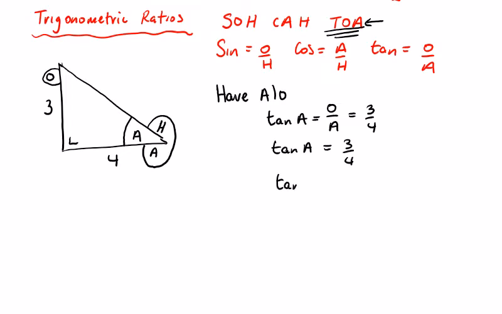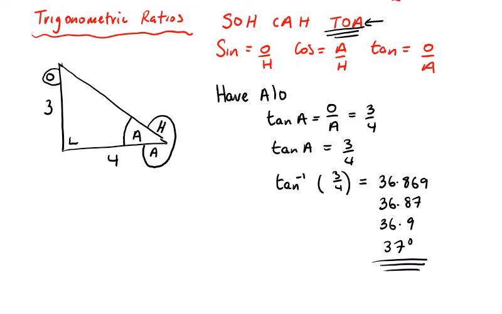How do we get the angle size? We say the inverse tan, and you'll see this button on your calculator, the inverse tan of 3 over 4 is equal to, and this will come out as 36.869. If we want to round it, we could say 36.87 or 36.9 or 37 degrees. It depends what you're asked, obviously, how you're going to round it.